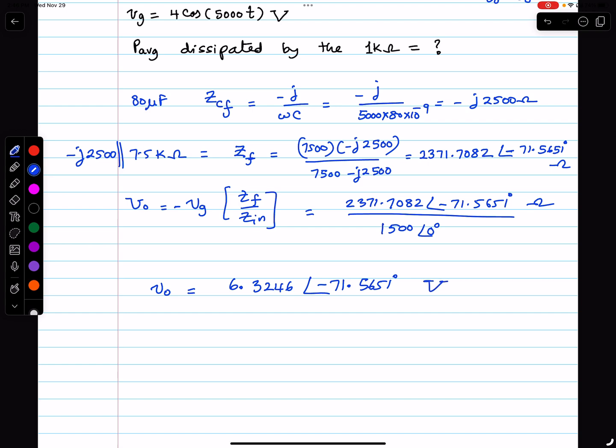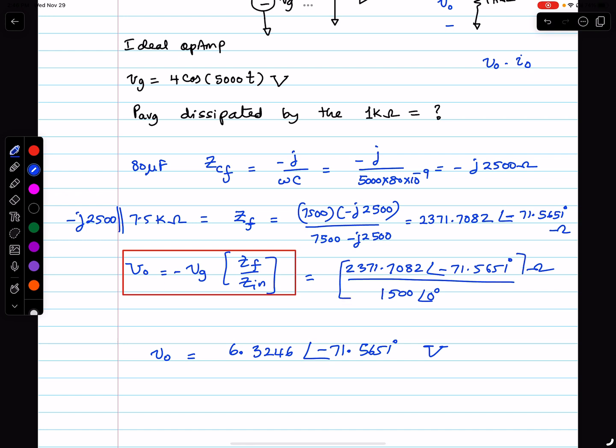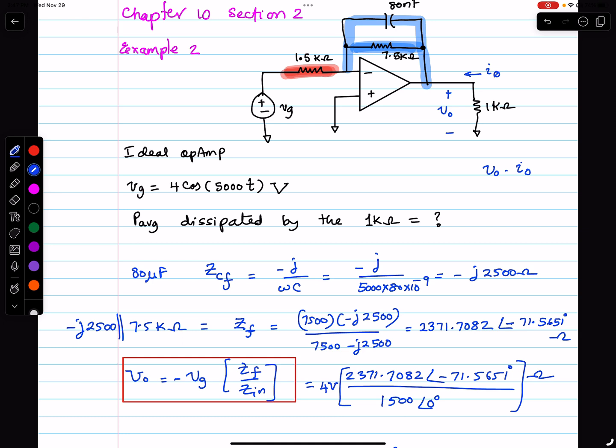Everybody get this? All I have done is to apply the formula for the inverting amplifier. I notice that the op amp is in inverting configuration. Therefore, V output is all of this. And what did I miss? I may have missed the value 4. What's that? VG. VG is given to be 4, right?